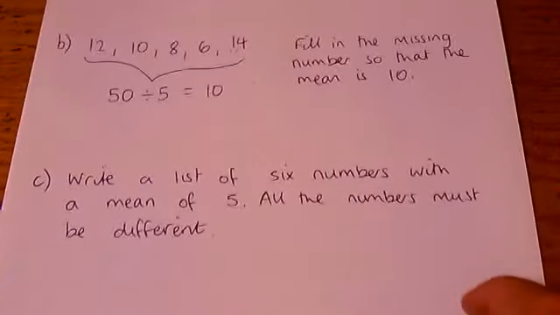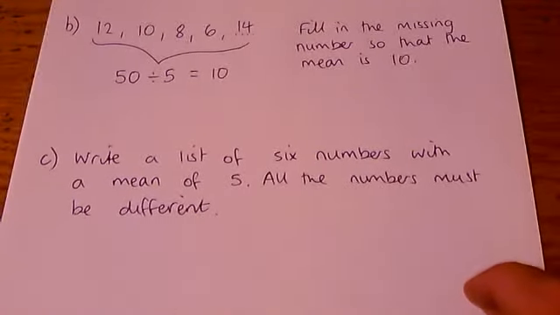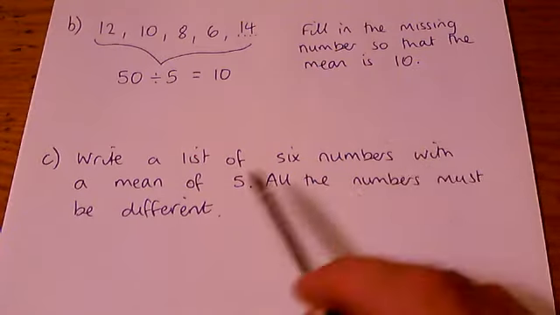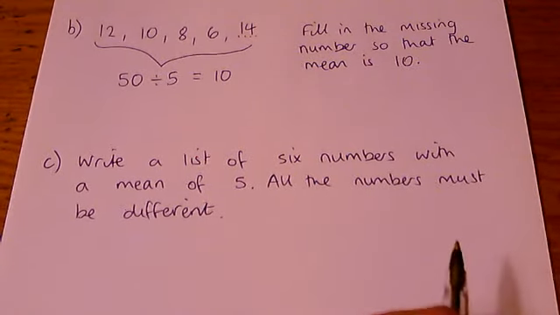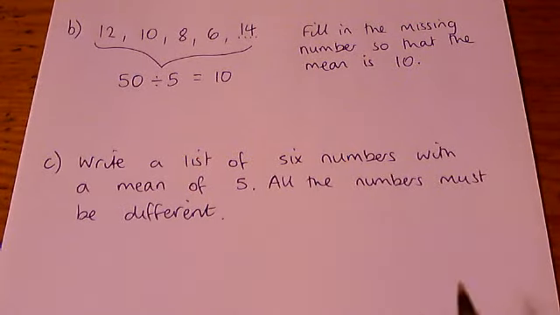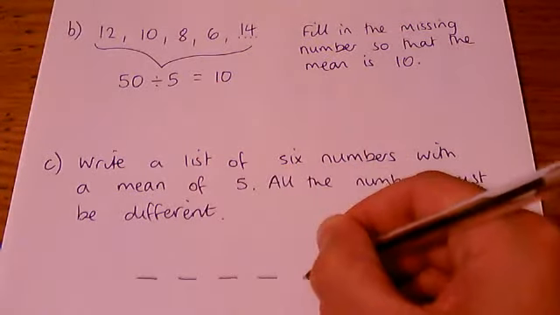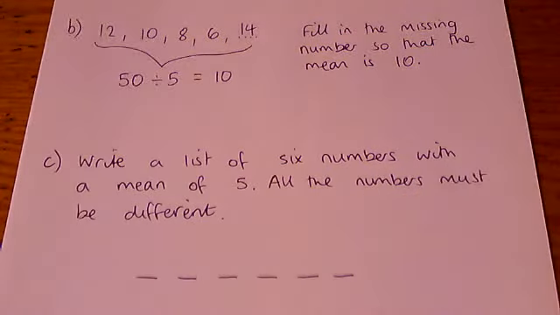Okay, let's look at question C, which is a little bit different. It says, write a list of 6 numbers with a mean of 5. All the numbers must be different. Okay, so I need to fill in 6 numbers. Let's put spaces for them. And they must have a mean of 5.